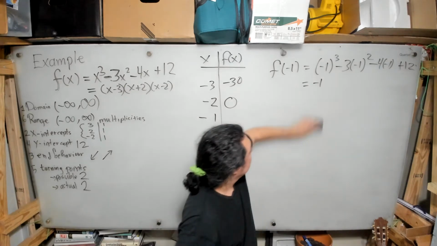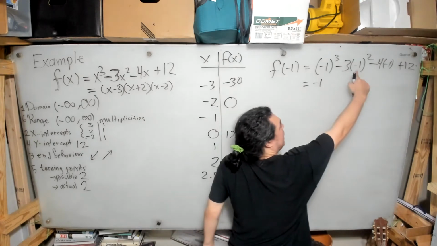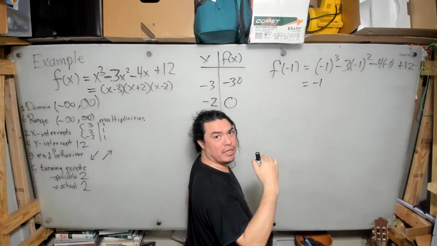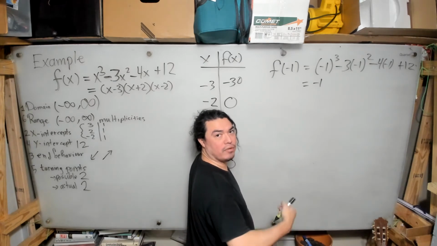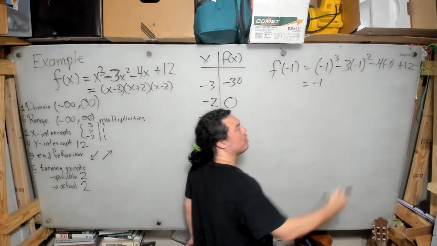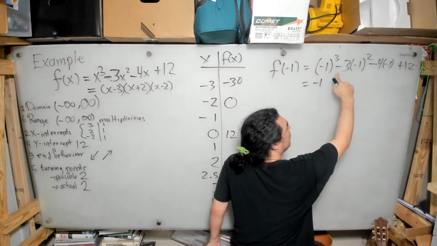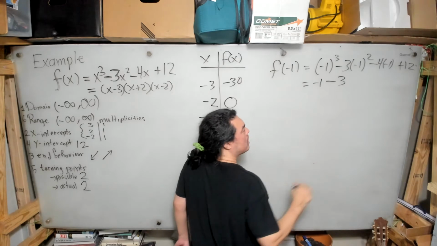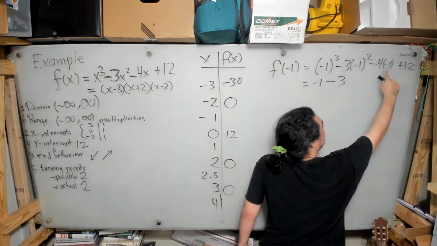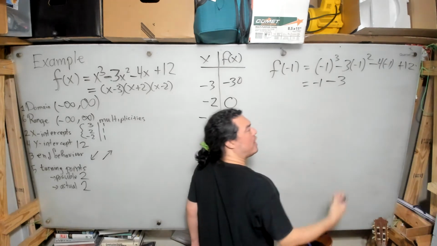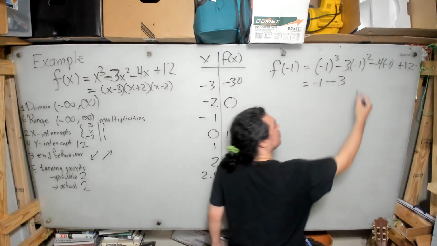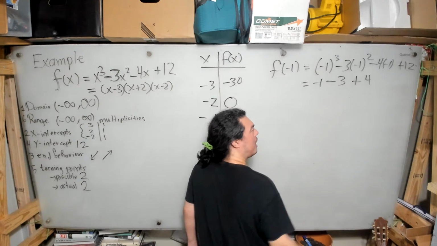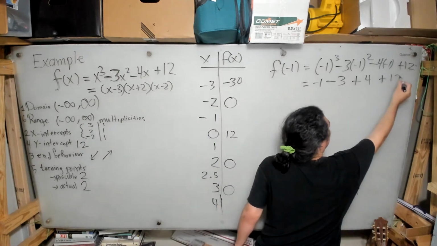And now, what about this? Negative 1 squared, that's positive 1, right? Because a negative 1 squared is the same thing as negative 1 times negative 1. And a negative times negative is a positive. 1 times 1 is 1, so that's positive 1. So negative 3 times positive 1 stays negative 3. Then I'm subtracting 4 times negative 1. Or in other words, I'm subtracting negative 4, which becomes adding 4, right? And then I add 12, like this.